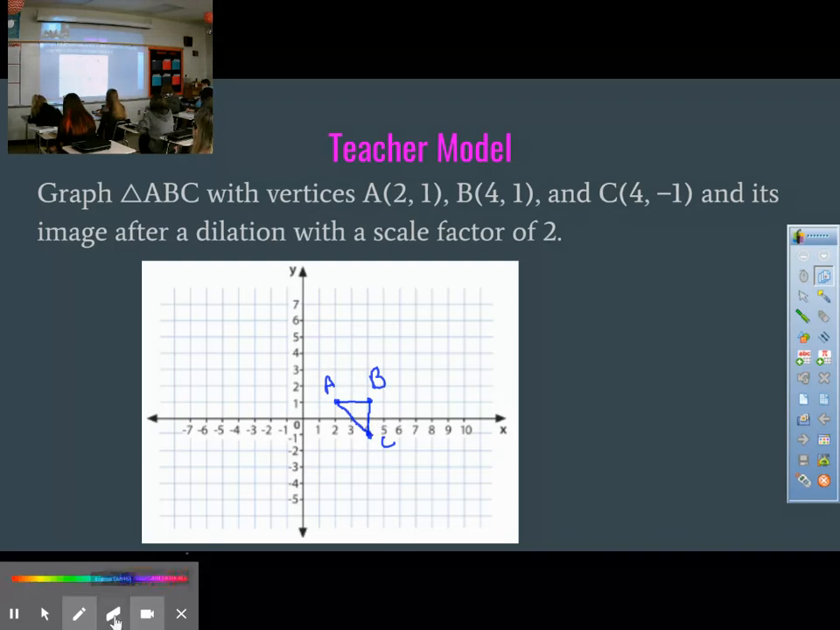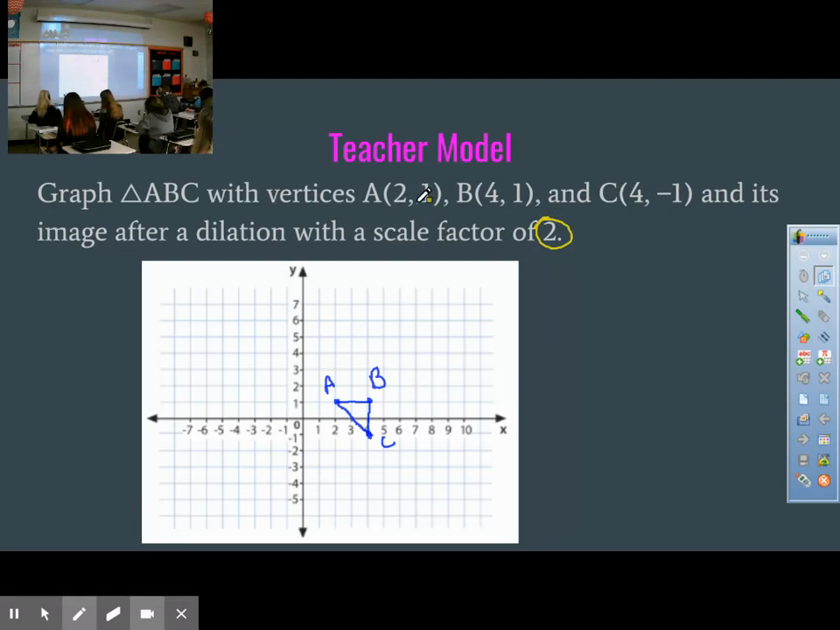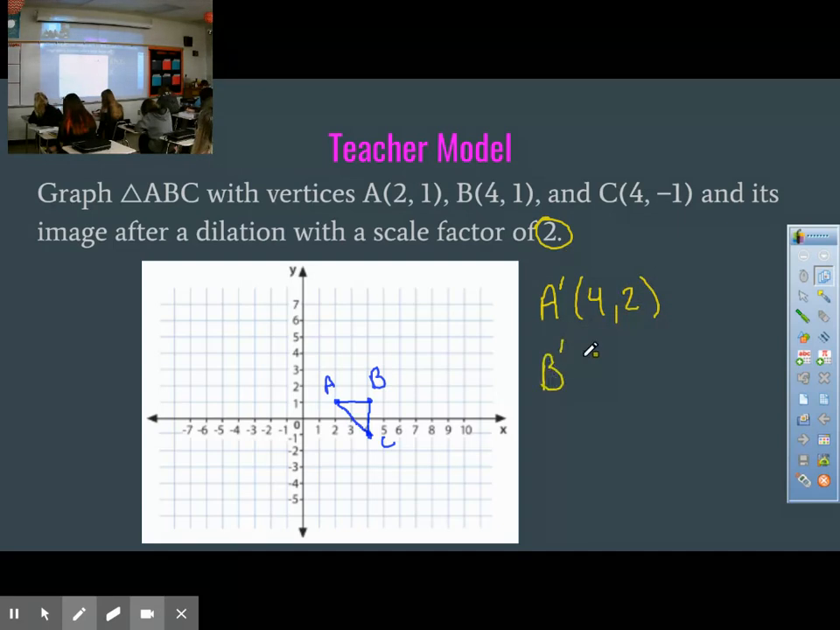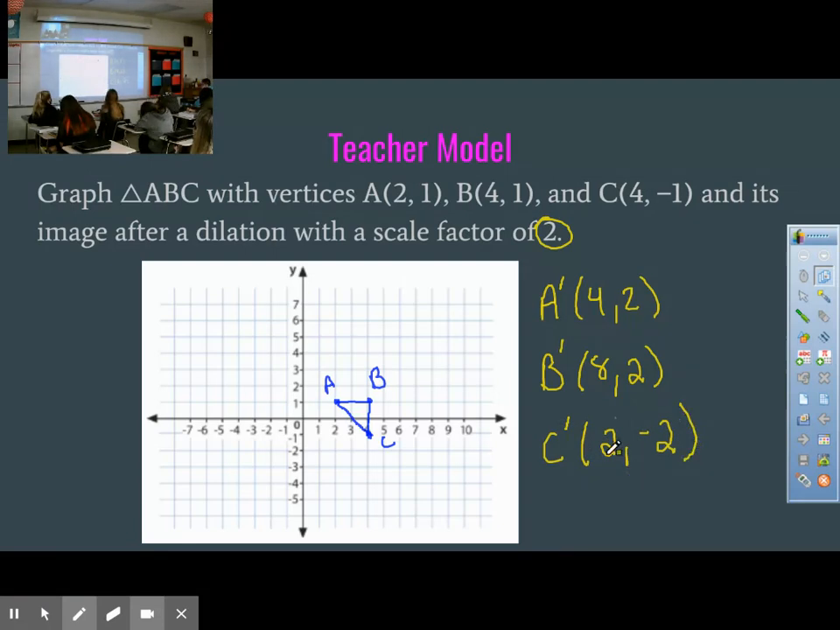Okay, and then it says a scale factor of 2. What this means is you go through and multiply every single coordinate by 2. So A prime, if I multiply those by 2, 2 times 2 is 4, and 1 times 2 is 2. For B prime, 4 times 2 is 8, 1 times 2 is 2. And for C prime, 4 times 2 is 2, -1 times 2 is -2. Okay, and then you just plot these new coordinates.